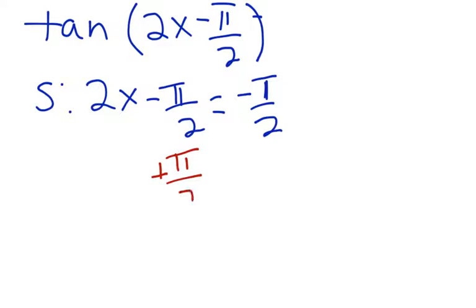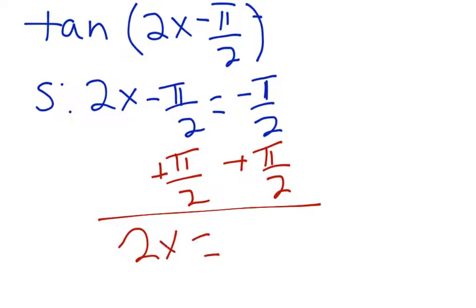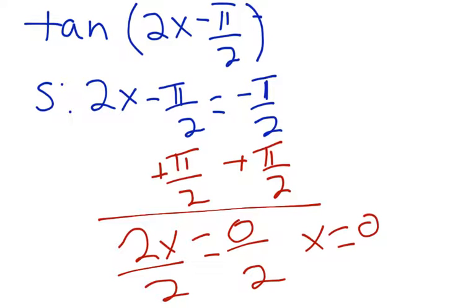So we're going to add the pi over 2 because we're trying to solve for x to figure out where this shift and the shrink in this case is taking it. And when we add it, we get 2x equals 0. And then when we divide by 2, we get x equals 0. So our start point is now 0.